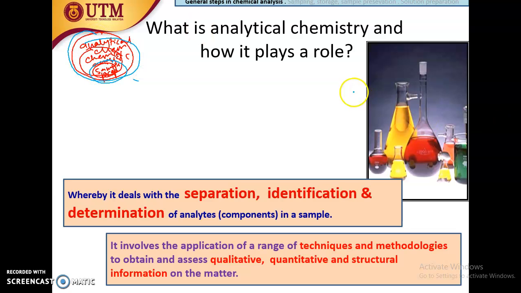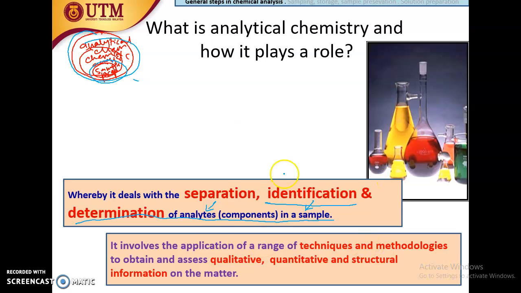Okay, so analytical chemistry deals with the identification and determination of analytes in a sample. Analyte, what is analyte, what is sample, I will explain to you later. Basically, we want to know what's inside. Is it benzene, is it paracetamol, or even is it parathion that kills people? It's a part of pesticide.